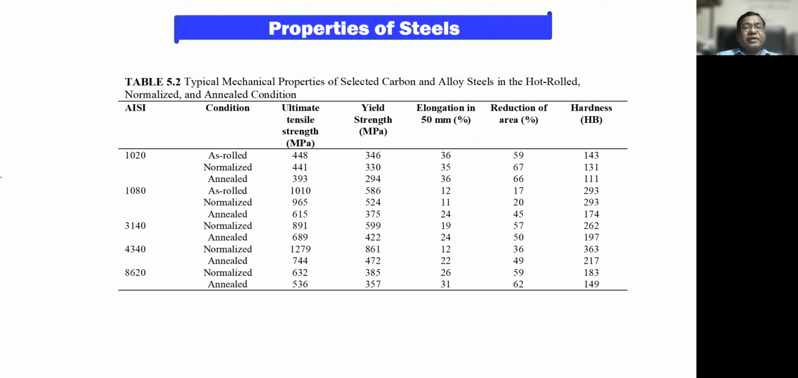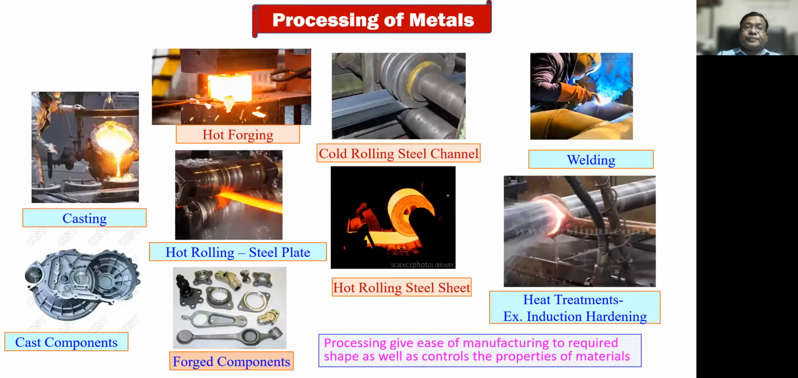These are the properties of steel. You can see there are AISI grades, suppose there is 1020. As there is a change in condition, as rolled, normalized, and annealed, you can see there is a change in mechanical properties: UTS, yield strength, elongation, percentage RA, hardness, all these properties. So what is this? This is nothing but processing. If processing changes, properties will change.